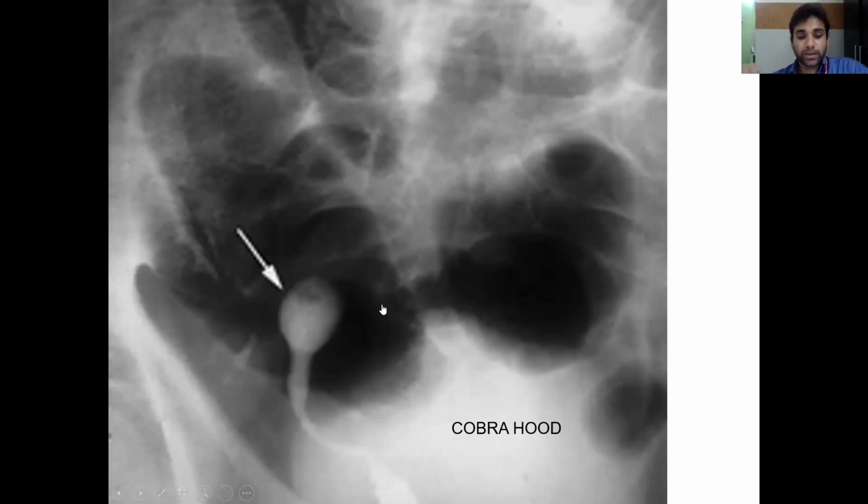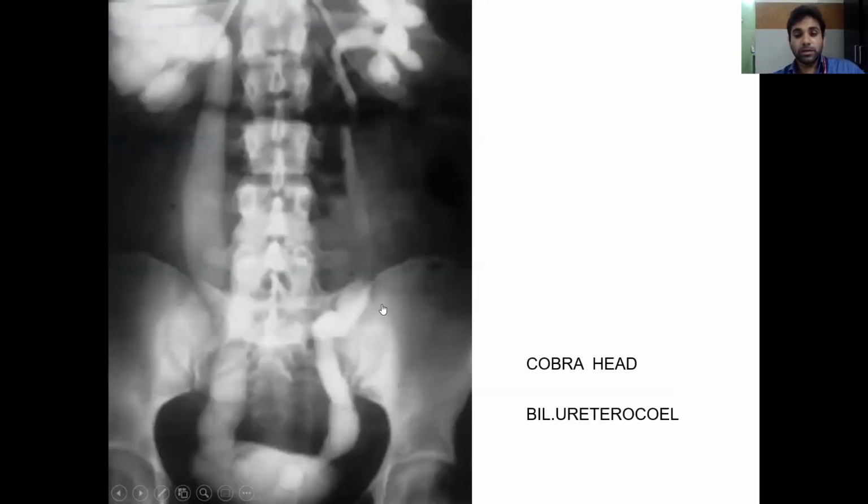During an excretory phase of an intravenous urography, the lucent hood of the cobra represents the combined thickness of the ureteral wall and prolapsed bladder mucosa, outlined by contrast material within the bladder lumen. This lucent line should be thin and well defined. Any thickening, irregularity, or loss of definition of the cobra's hood should raise concern for the presence of pseudo-ureterocele. So another example of cobra head, bilateral ureterocele.